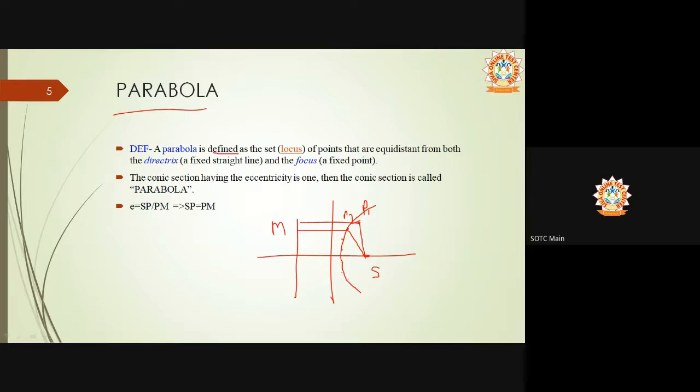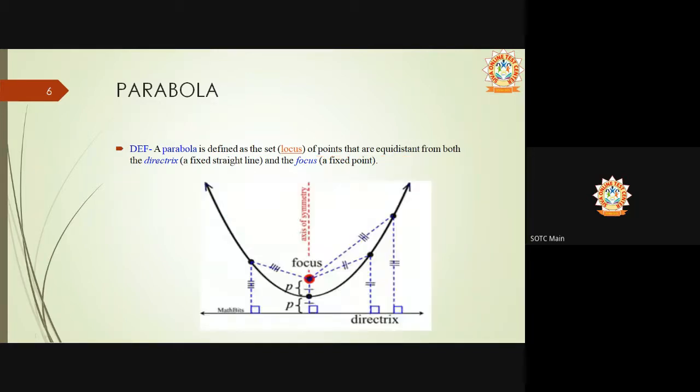A parabola is defined as the set of points that are equidistant from both the directrix and the focus point. Say yes or no? Clear? So here it is called a set of all the locus points, right? Here we call S the locus and P the fixed point. So these points are equidistant from the fixed point and from the directrix, right? So the conic section having eccentricity 1 is called a parabola. In this case, E is equal to SP by PM and SP is equal to PM. Now try to see here, it is the upward direction.